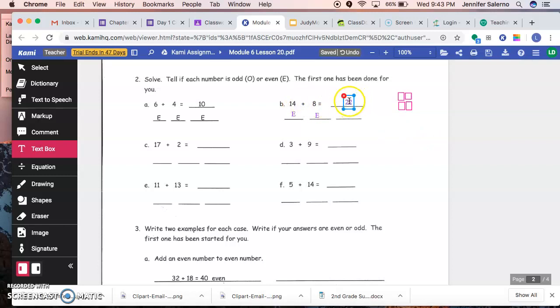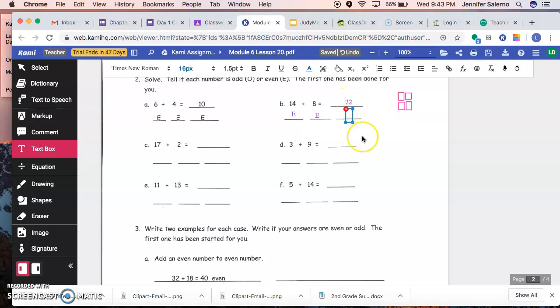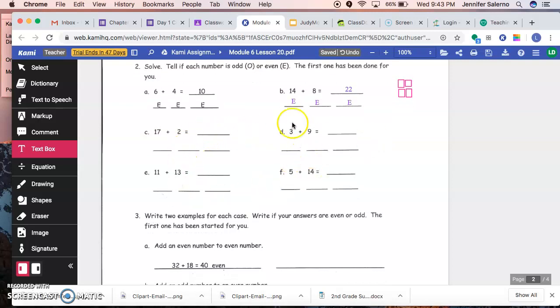Now 22, I'm looking at the number in the ones place. There's a 2 there. And I know 2 is a pair, so that again is another even number. Okay? So that's all you're going to be doing for these next problems for C, D, E, and F.